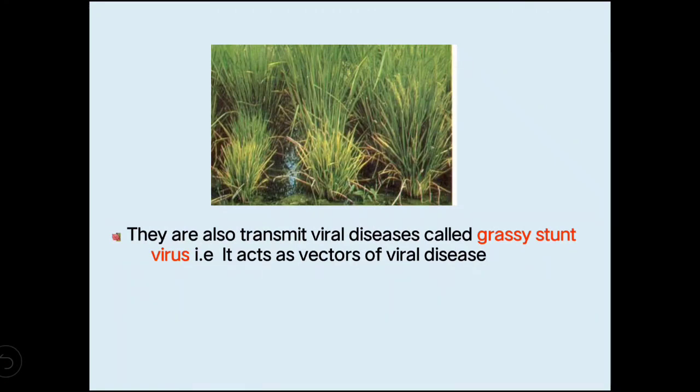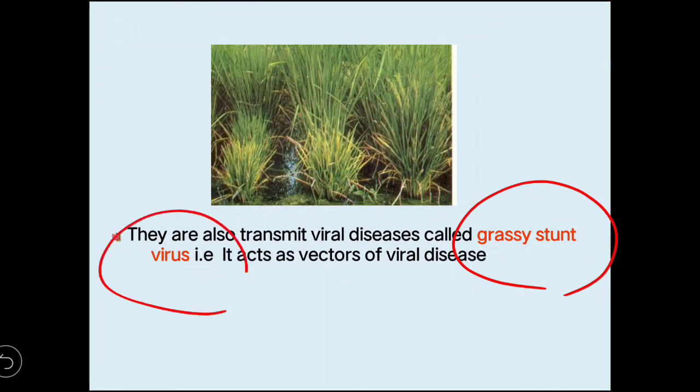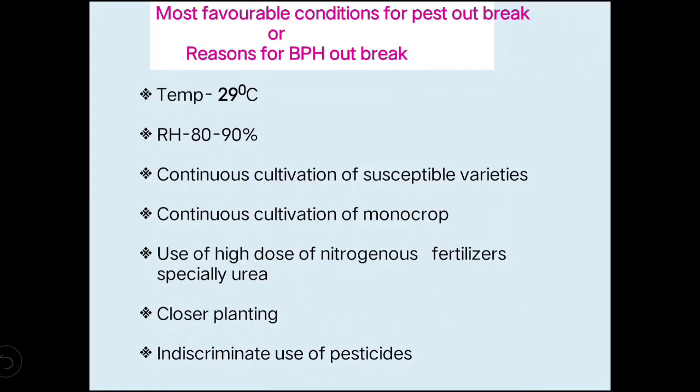Another important thing is that BPH will transmit a viral disease known as grassy stunt. So they will transmit this grassy stunt virus. Tungro disease is transmitted by which insect? GLH. And grassy stunt is transmitted by BPH.